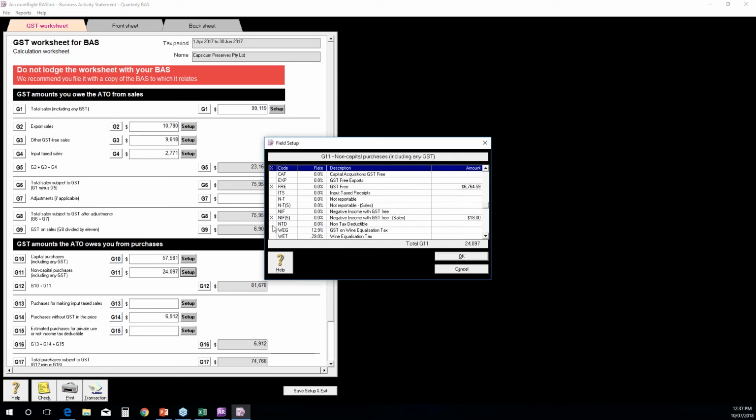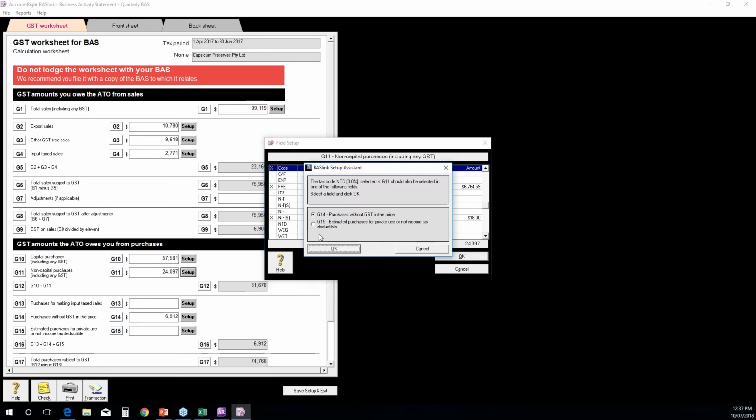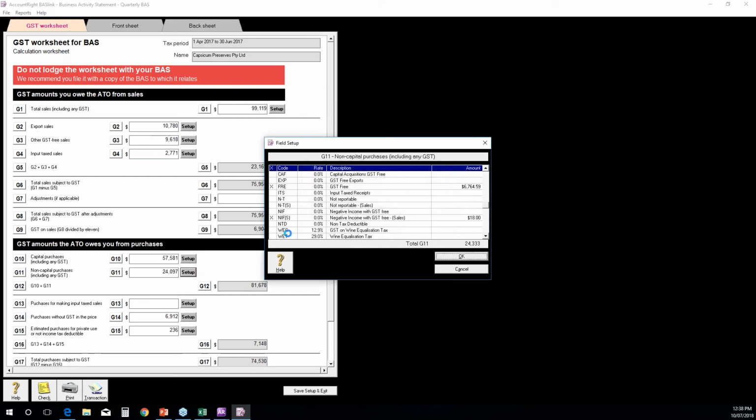NDT, not tax deductible. Yes, it's not reportable. You still report, but you can't claim tax on that. That's it. So we will go to G15. You can't claim tax, and it's not deductible for income tax.